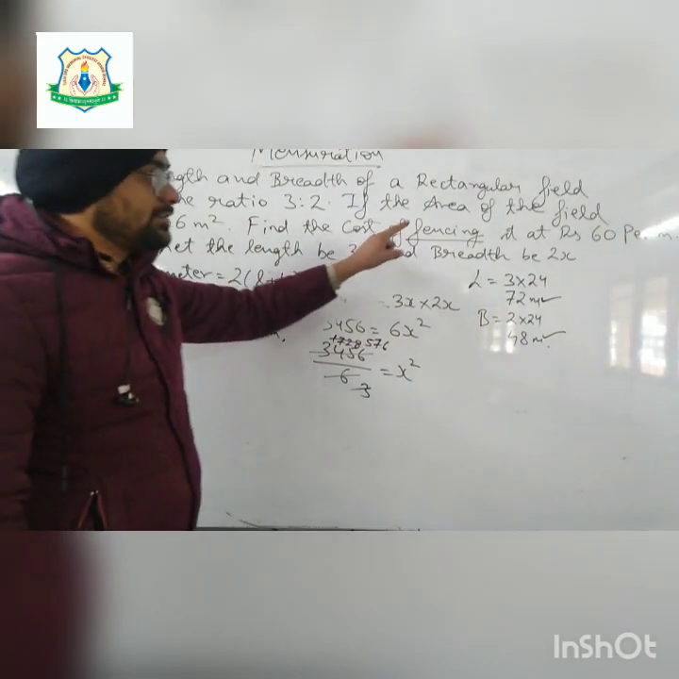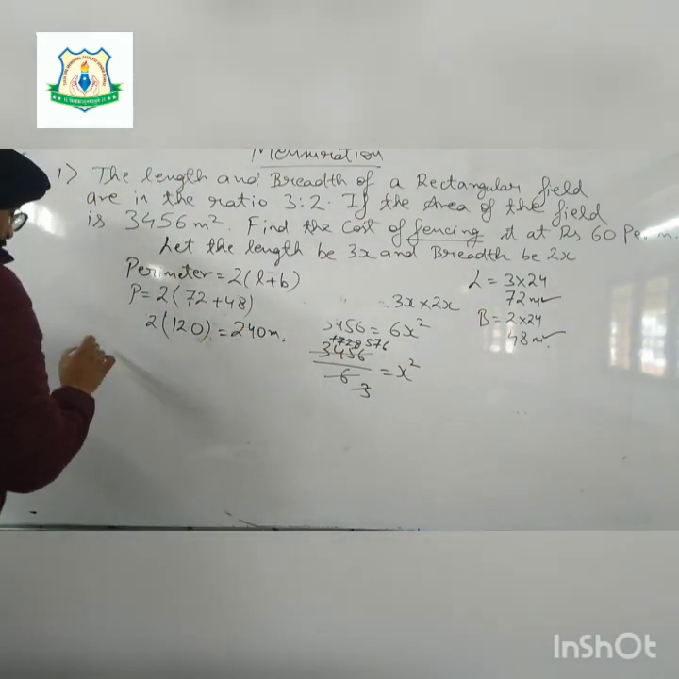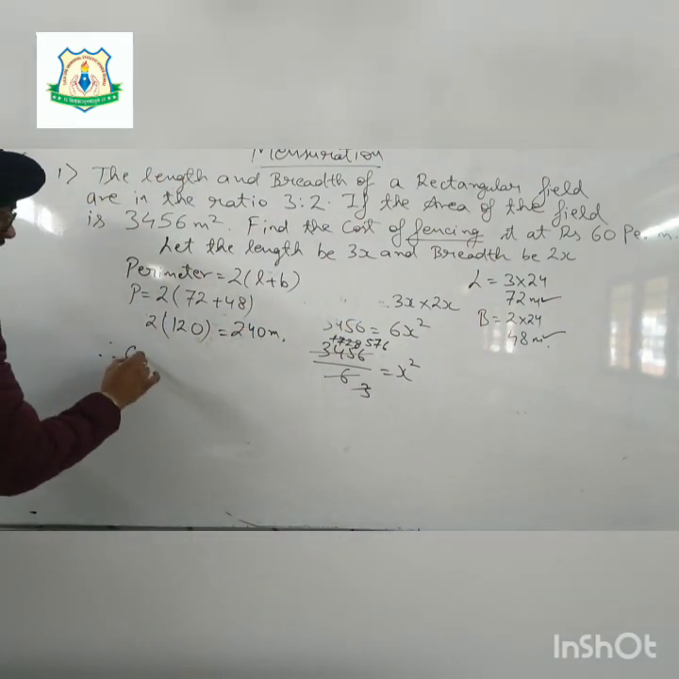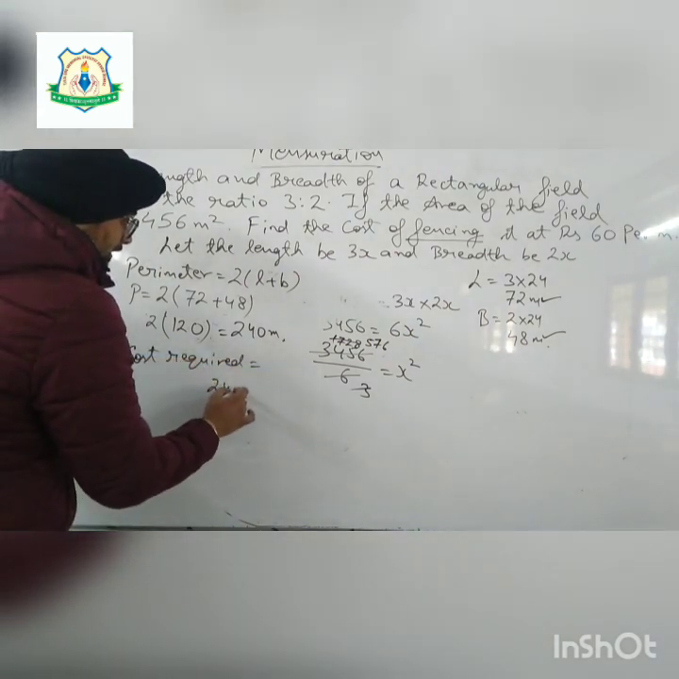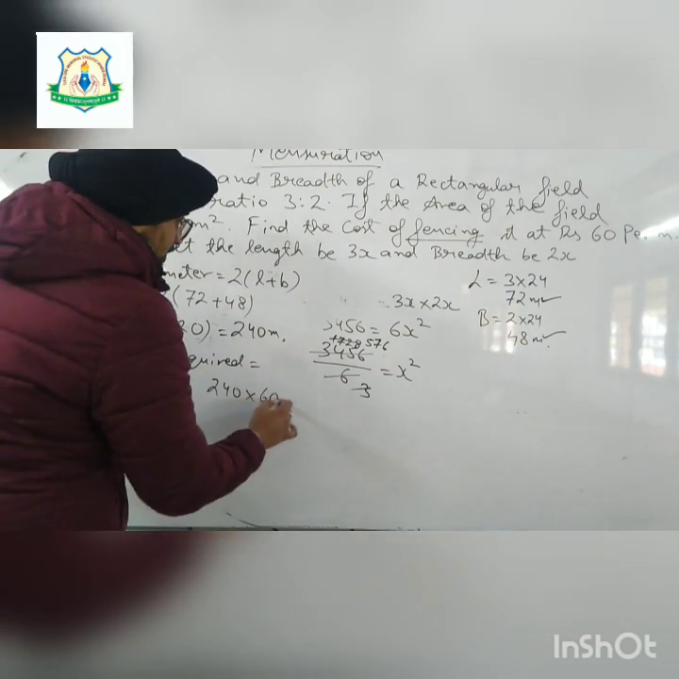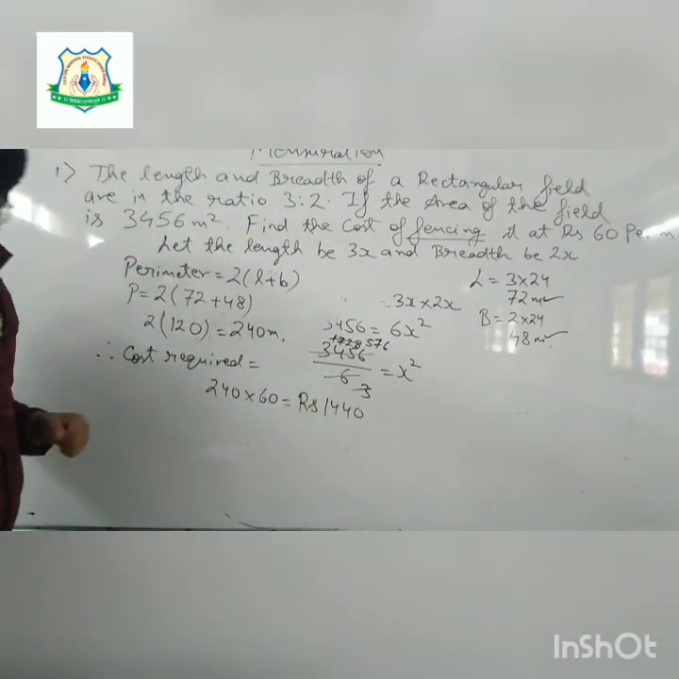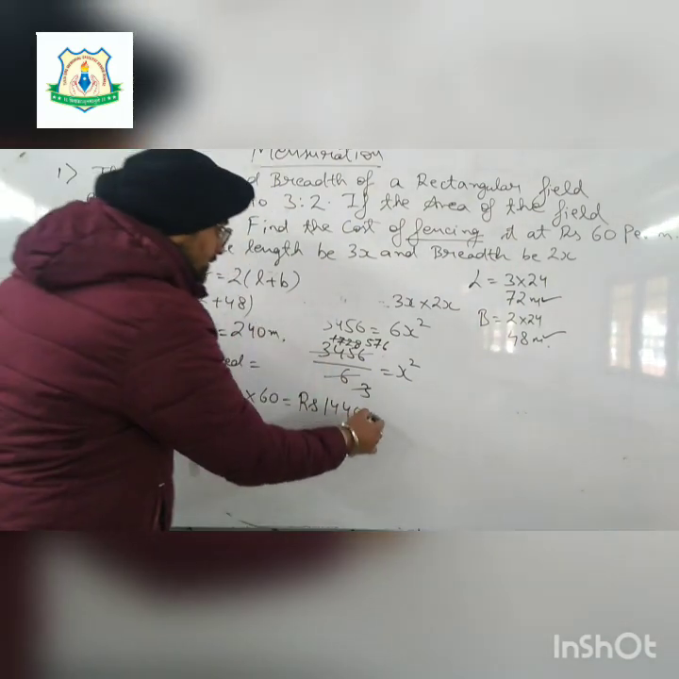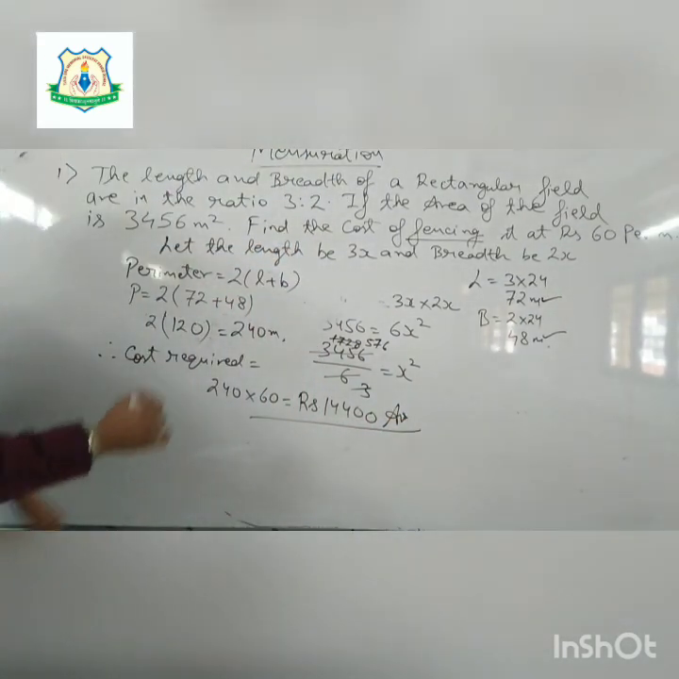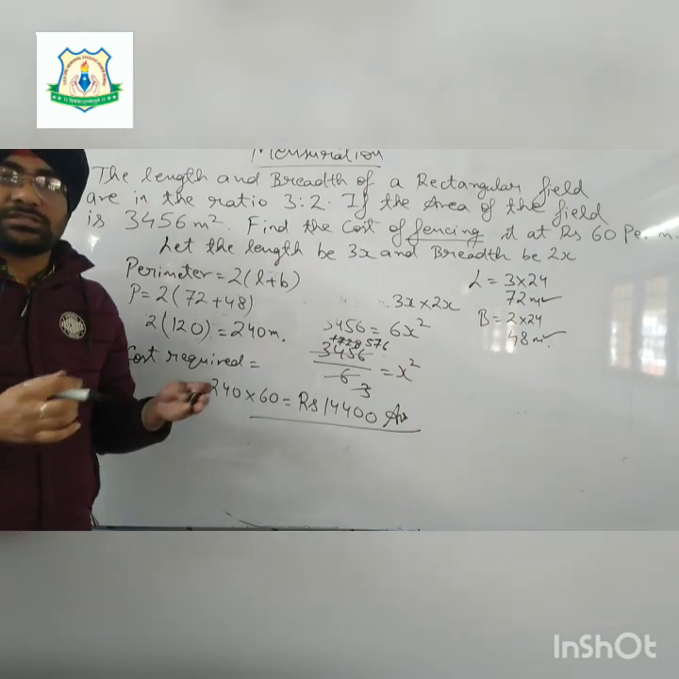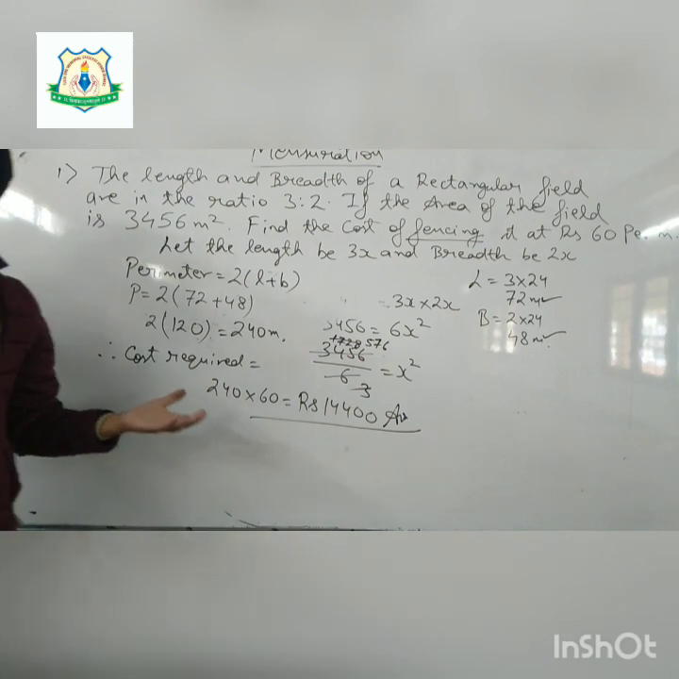Find the cost of fencing. For 1 meter, the cost is rupees 60. Therefore, for 240 meter, cost required will be 240 multiplied by 60. When you multiply this value, you will get 14,400. So this is our final answer. So this is the question. In this question, I have discussed the concept of area and perimeter both. Now see the next question.